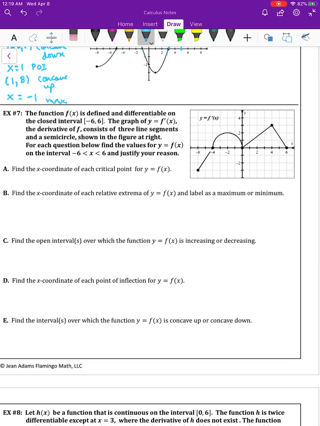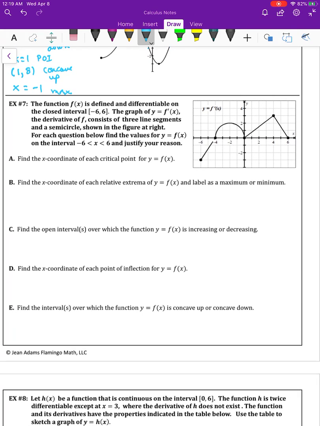All right, so now the function f of x is defined and differentiable on the closed interval negative 6 to 6. The graph of y equals f prime, the derivative of f, consists of 3 line segments and a semicircle shown in the figure at the right. For each question below, find the values for y equals f of x on the interval from negative 6 to 6 and justify your reason. Find the x-coordinate of each critical point, okay?